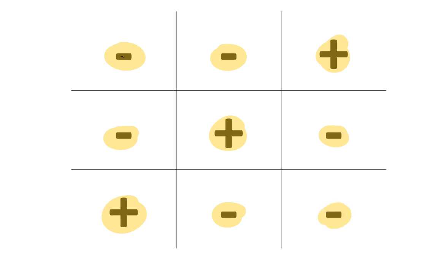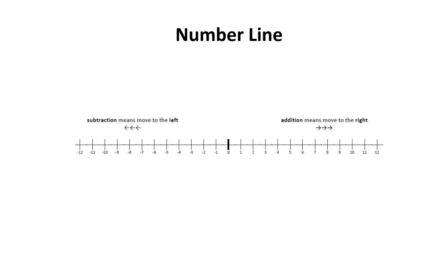It is important to remember that positive means the same thing as plus and add, while negative means the same thing as minus and subtract. A number line is also very useful when adding integers. Subtraction means you are moving to the left, and addition means you are moving to the right.